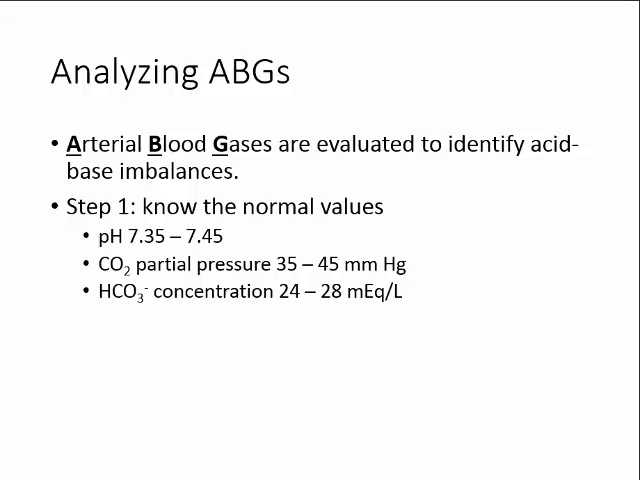In this lab, you're also required to analyze arterial blood gases. We identify the acid-base imbalance by evaluating the arterial blood gas values. Step one, of course, is to know what the normal values are. pH, normal, 7.35 to 7.45. Carbon dioxide partial pressure, 35 to 45 millimeters mercury. Bicarbonate concentration, 24 to 28 milliequivalents per liter.